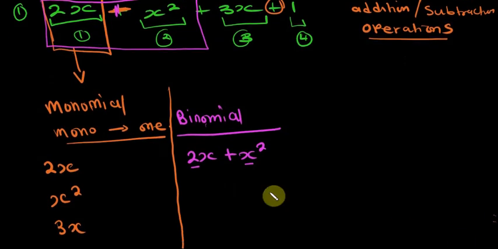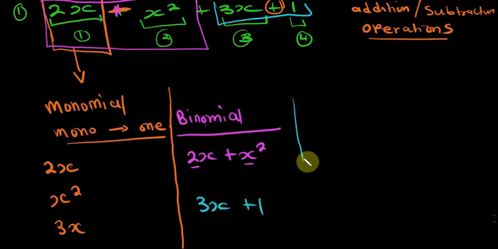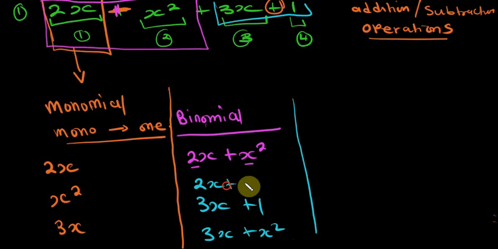Okay, so 2x plus x squared. From that expression, let's get another binomial. Another binomial would be 3x plus 1. And we could also take 3x plus x squared, and the other one would be 2x plus 1. So all these are binomials. Why? Because they only have two terms: 1, 2. Binomial, two terms.